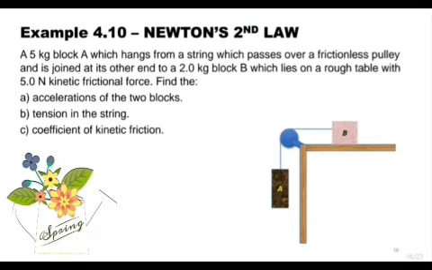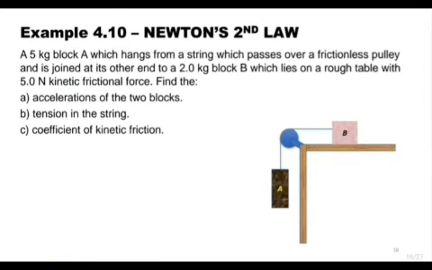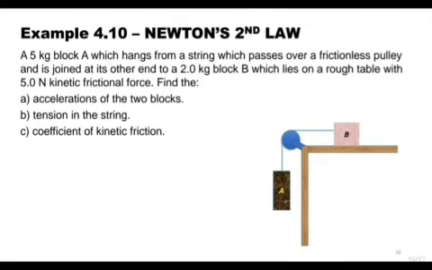Example 4.10, Newton's second law. A 5 kg block A which hangs from a string which passes over a frictionless pulley and is joined at its other end to a 2 kg block B which lies on a rough table with 5 Newton kinetic frictional force. Find A, the acceleration of the two blocks; B, the tension in the string; C, the coefficient of kinetic friction. Since block A and block B are attached together, block A is pulling block B. Thus, block A will accelerate downward while block B accelerates to the left.